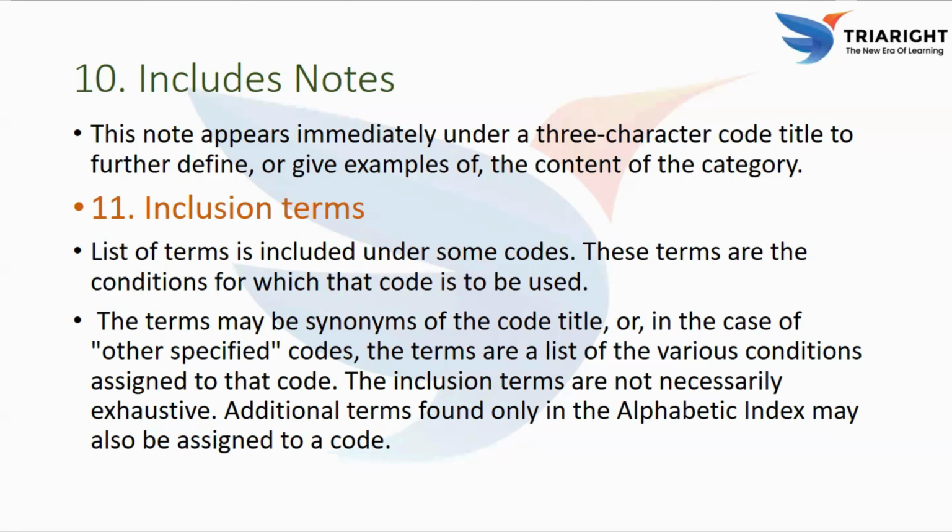Inclusion terms are not a complete list. There may be more related terms found in the alphabetical index that also use the same code. So the include note explains what is part of that code category, whereas inclusion terms are a list of conditions that use the same code. This is the difference between the include note and inclusion terms.